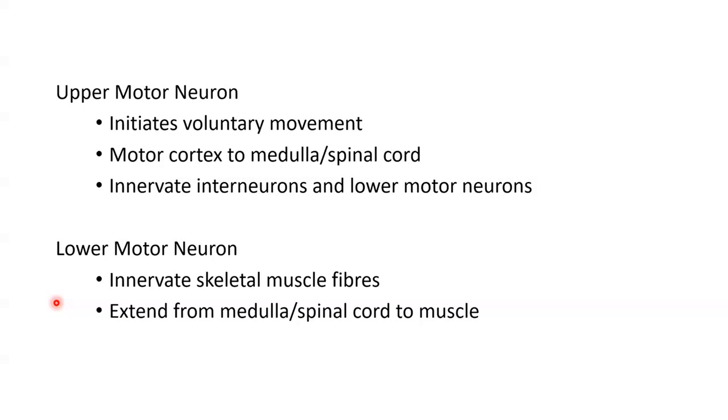The most common cause of lower motor neuron injury is trauma to a peripheral nerve, so that might sever or damage an axon and the message can't get through. There are also a number of viruses that will selectively attack the anterior grey horn of the spinal cord, where our motor neurons will synapse. In conditions that affect our lower motor neurons, you typically see a lot of muscle wastage.